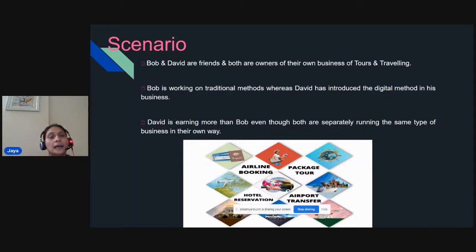That is why David's customers are really happy with his service, and they are giving more and more business to David, and his business is growing smoothly. Whereas Bob is earning less, using the traditional method, which consumes a lot of time, and he is not able to finish all the requests, complaints and queries of the customers on time.